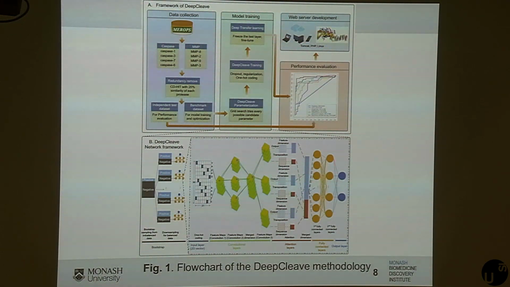The final output of the deep learning neural network represents the probability score of a given site or residue being predicted as either a cleavage site by the corresponding protease or a non-cleavage site. So this is the overall flowchart and structure of the methodology.